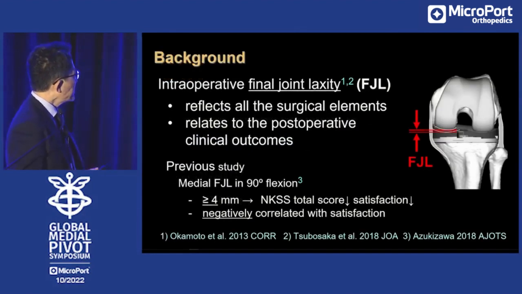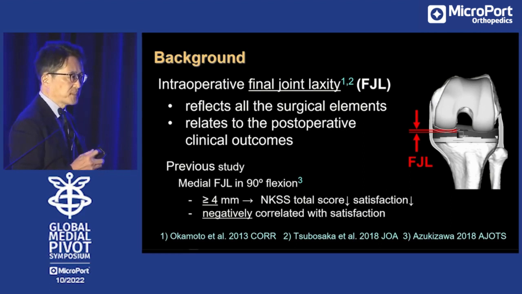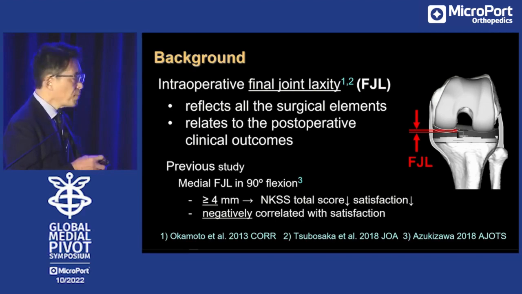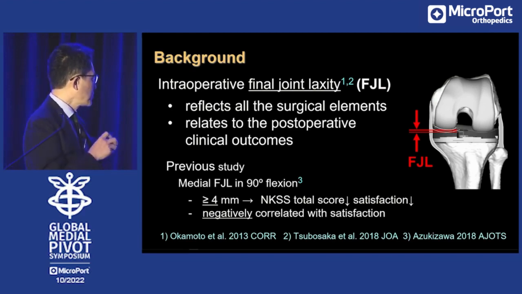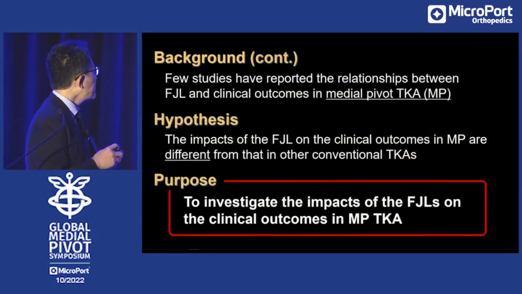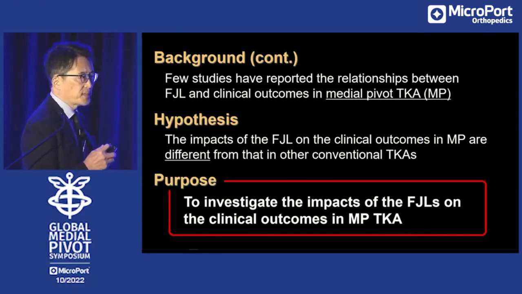Intraoperative final joint laxity, FJL, is thought to be a very important factor because it reflects all the surgical elements and relates to the post-operative clinical outcomes. One previous paper reported that medial FJL in 90-degree flexion, more than 4 millimeters, deteriorates NKSS score and satisfaction. However, few studies have reported the relationship between the FJL and the clinical outcomes in Medial-Pivot TKA.